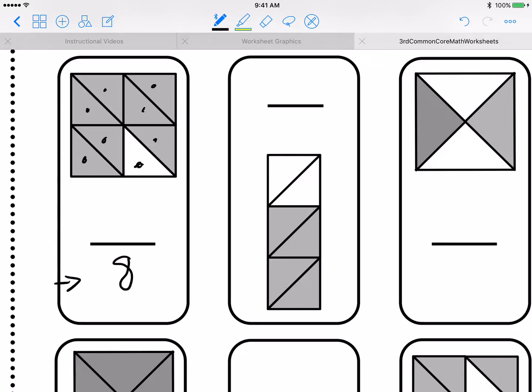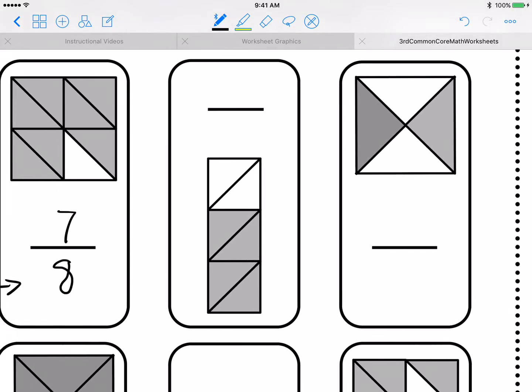And now we want to see how many pieces are shaded. How many eighths are represented in this whole? So I count 1, 2, 3, 4, 5, 6, 7. So 7 eighths. Clean that up a little bit. I'll do one more for you, then you're going to practice on your own.